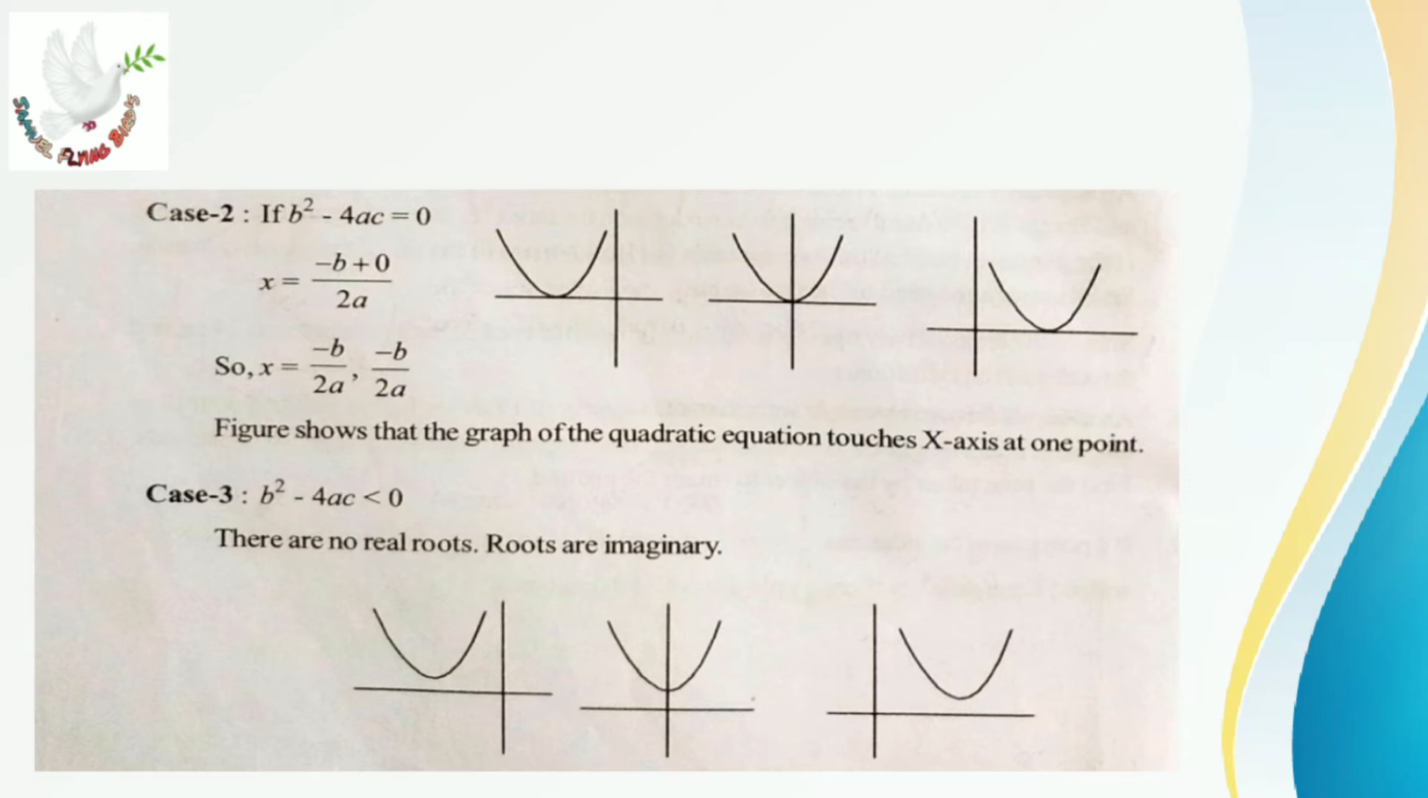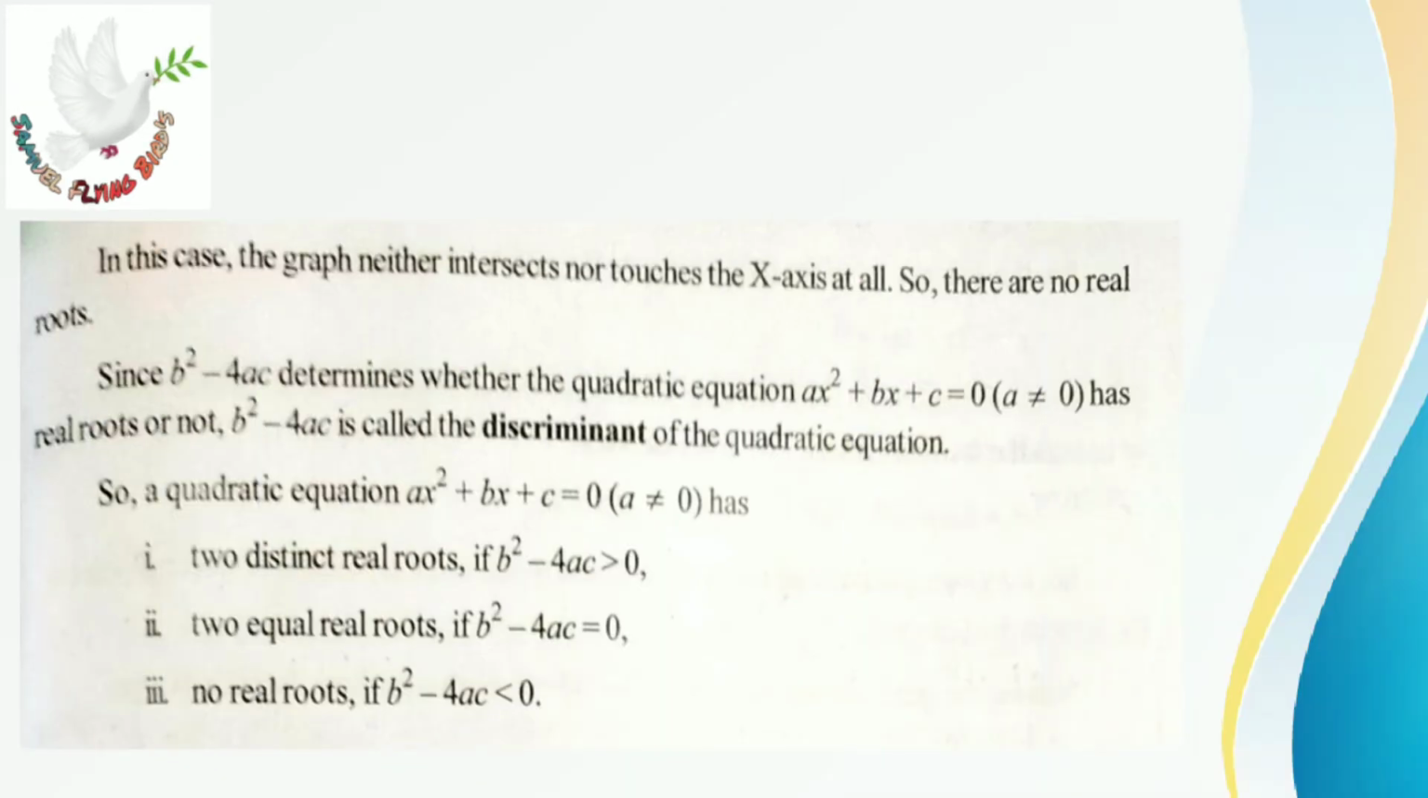Now coming to the third case, if b square minus 4ac is less than 0, there are no real roots. Here the curve does not touch the x-axis. We observe in the graphs given below that there is no point touching the x-axis. In this case the graph neither intersects nor touches the x-axis at all, so there are no real roots. If the graph is not touching the x-axis, it means there are no real roots.